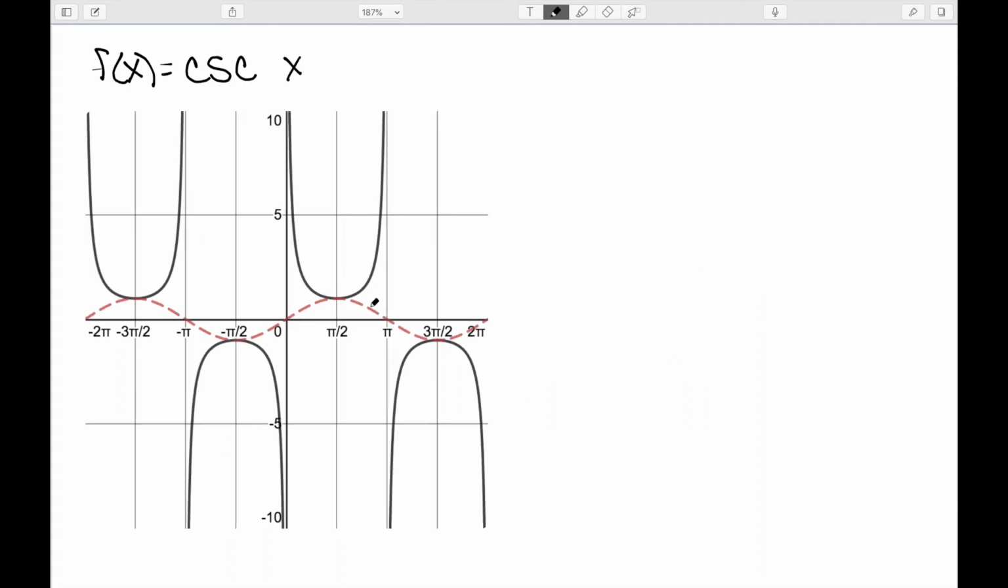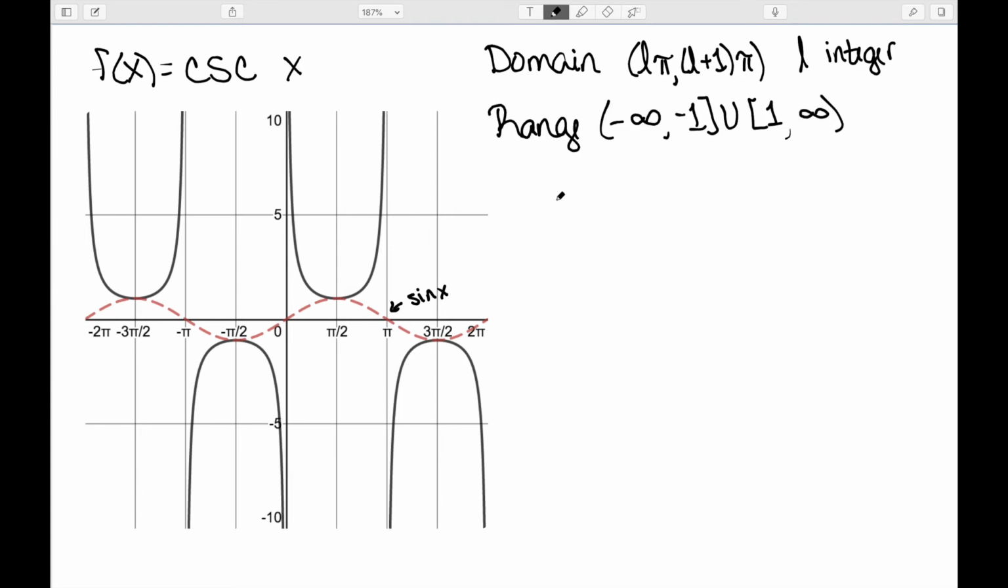Next, I'm going to look at the graph of cosecant, and this time this dotted graph down here is the graph of sine x. My domain is all the intervals of the form (Lπ, (L+1)π), where L is an integer, so 0 to π, π to 2π, 2π to 3π, etc. Just like with secant, my range goes from negative infinity to negative 1, and then picks back up at 1 to infinity. I have this gap between negative 1 and 1.